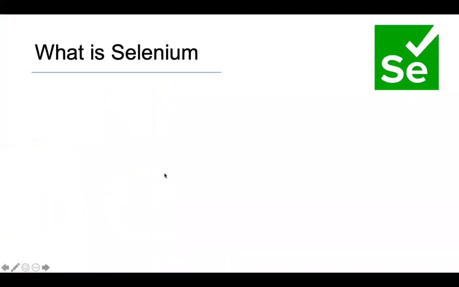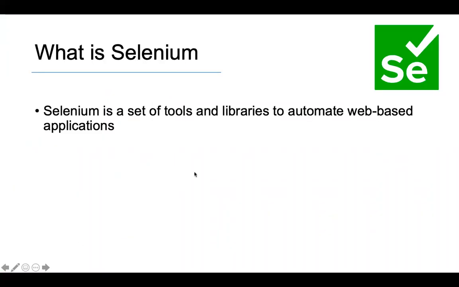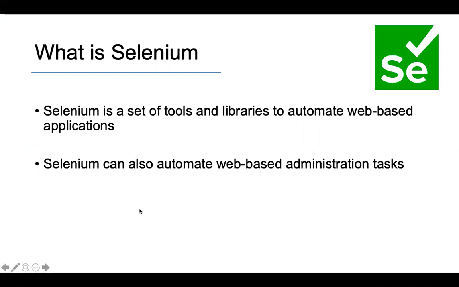First of all, what is Selenium? Selenium is a set of libraries and tools which are used to automate web-based applications. Not only that, Selenium can also be used to automate daily routine admin tasks as well. Selenium is open source, so you don't have a pro version or need to subscribe or buy any license. It's completely free, open source.